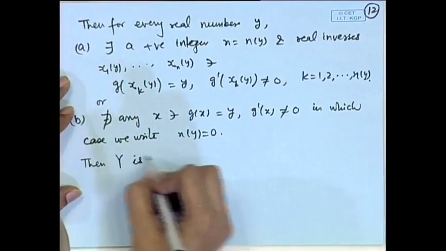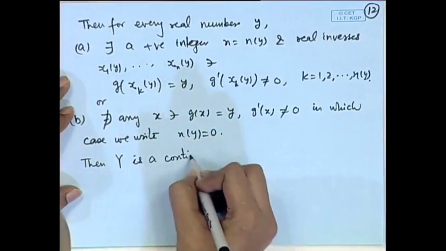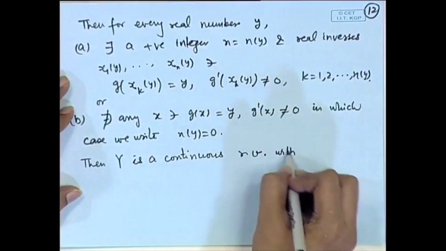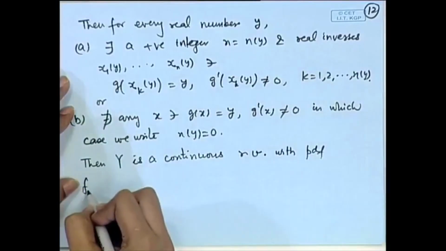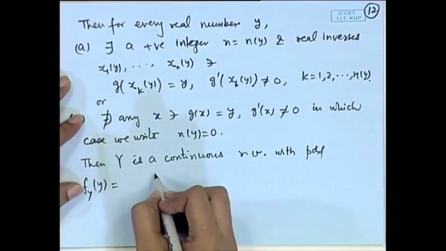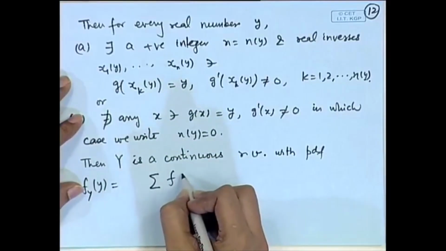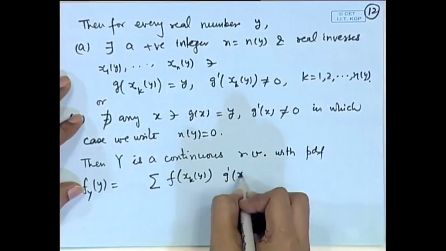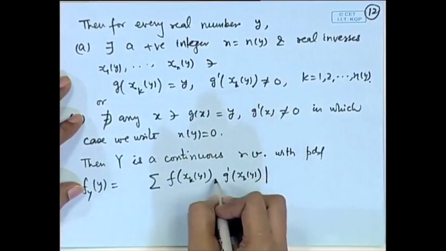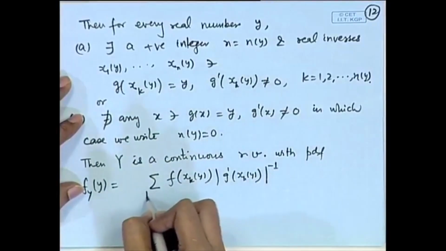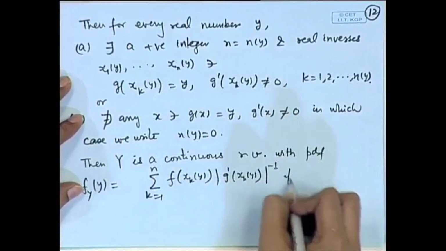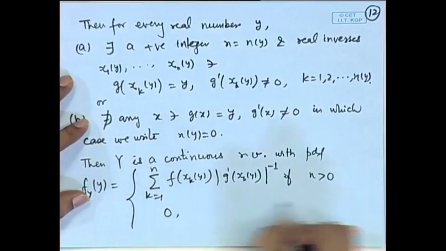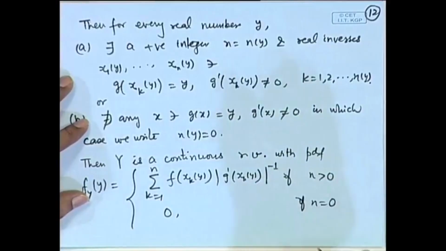Then y is a continuous random variable with PDF given by the sum of f of x k y times the absolute value of the inverse of g prime x k y, for k equal to 1 to n. This is if n is greater than 0, n meaning n y, and it is equal to 0 if n is 0.